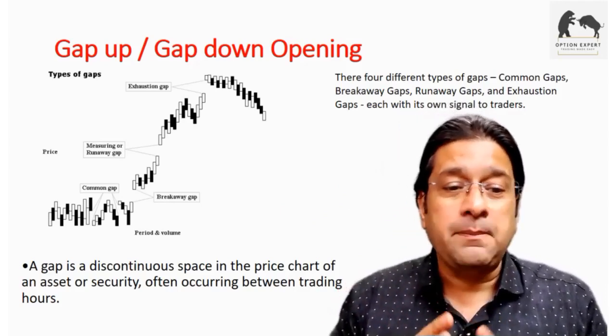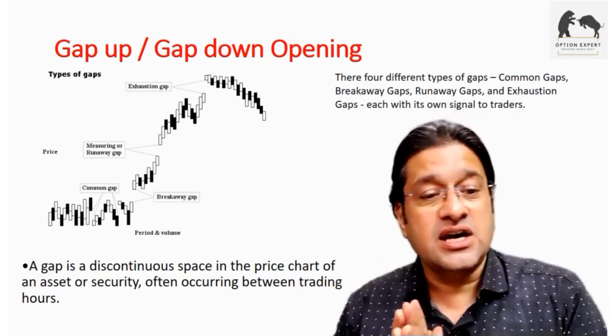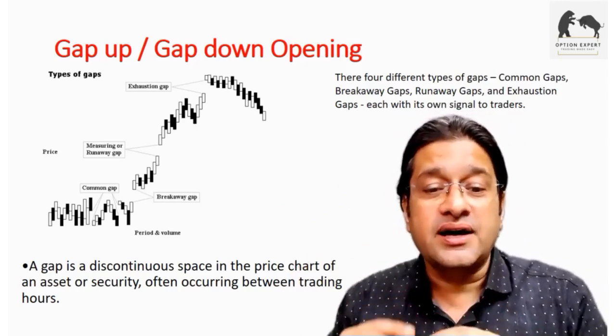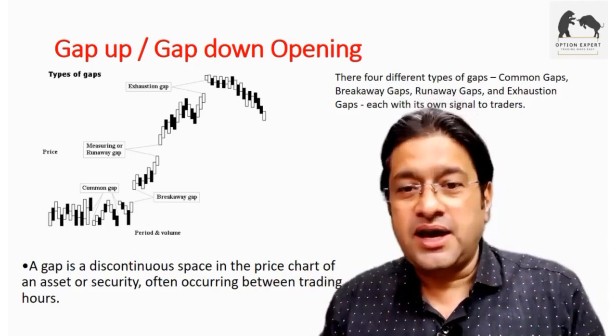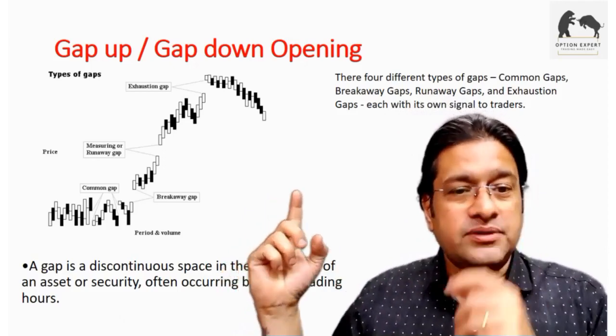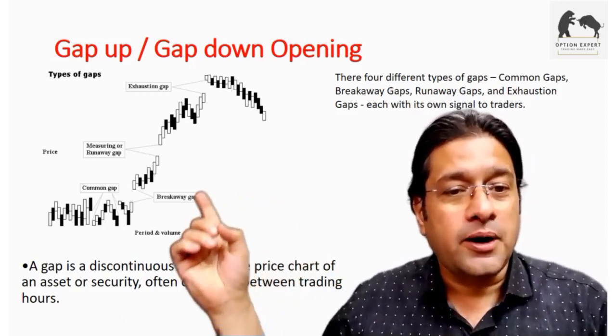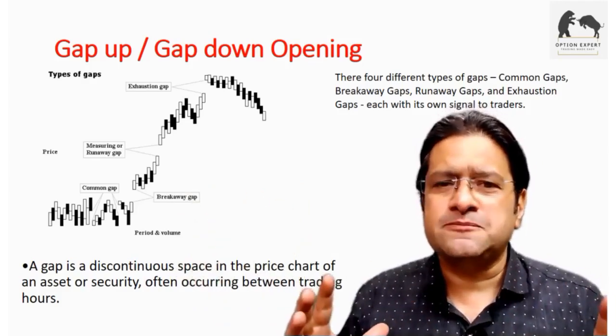But before that, a gap is a discontinuous space in the pricing chart of an asset or security, often occurring between trading hours. It could be between yesterday and today. It could be during the trading hours also. As you can see now, these are some of the common gaps you'll find. Now there are four different types of gaps.